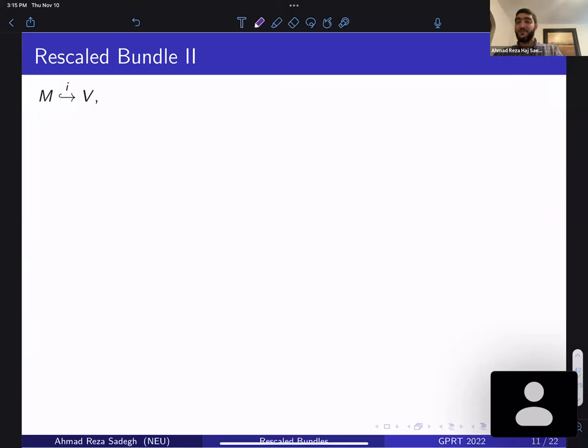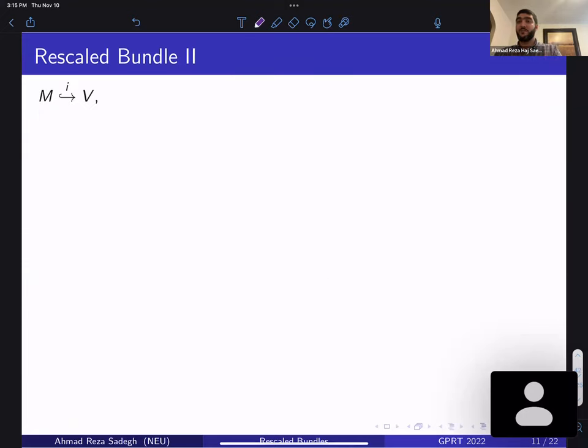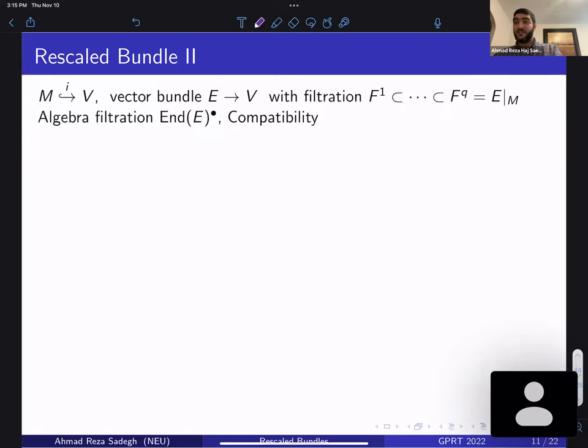So I will tell you the generalization of this idea, how it works out, what data you need, etc. Here, instead of looking at the diagonal embedding of M inside M times M, I will look at an actual embedding of a manifold inside a bigger manifold, so M inside V. I'm going to use i as an inclusion sign. For this data, you need to start with a vector bundle E over that ambient manifold. So this is the first heavy data I'm throwing at the board here.